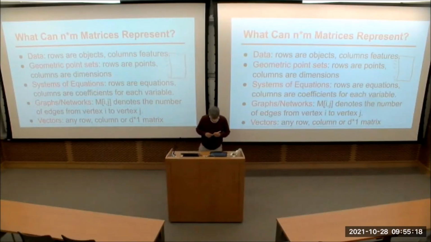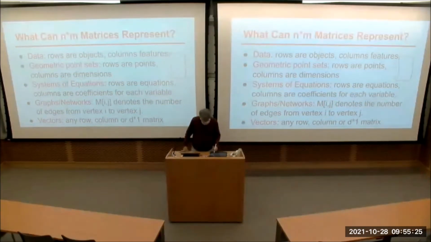Okay, so again, what do we want matrices to represent? The classic example was the data matrix, where rows corresponded to items or samples, and the columns represented features. We can also think of a matrix as a collection of geometric points. Each row represents a point in space, and each column represents one of the dimensions. Sometimes that's the useful way to think about it.